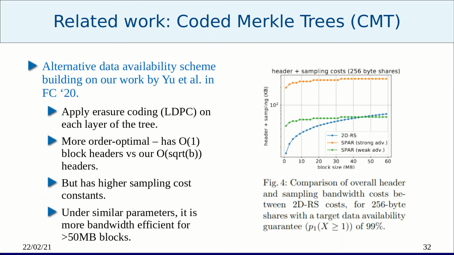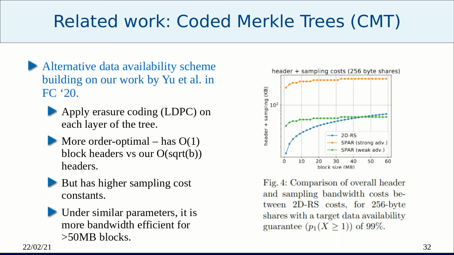However, the Coded Merkle Tree scheme has higher constant costs, because in order to sample a piece from the block, the cost is higher: the size of each node in the Merkle tree is now bigger because each layer in the tree is erasure coded. So which scheme is more efficient depends on how big the blocks in your blockchain are. If we compare with similar parameters where each piece of the block is 256 bytes, the Coded Merkle Tree scheme outperforms the scheme in this paper if the blocks are greater than 50 megabytes.